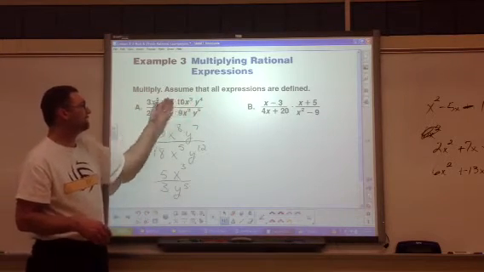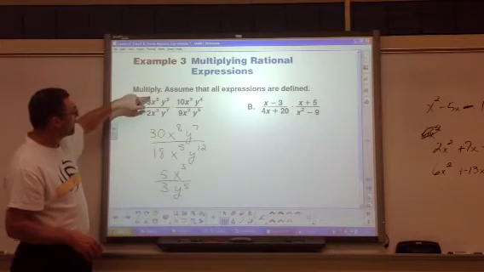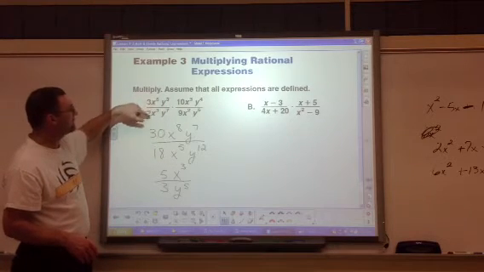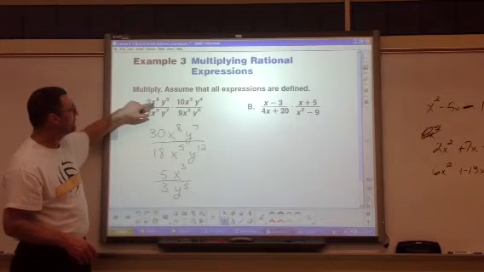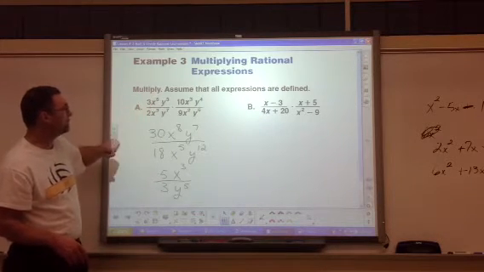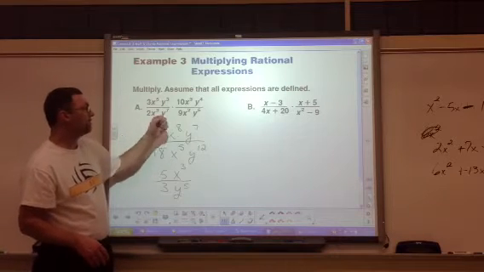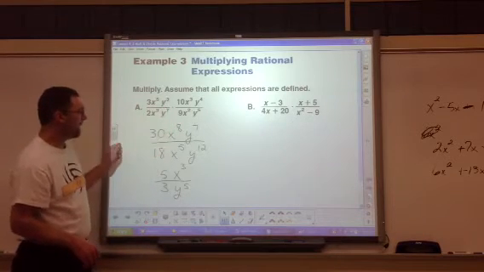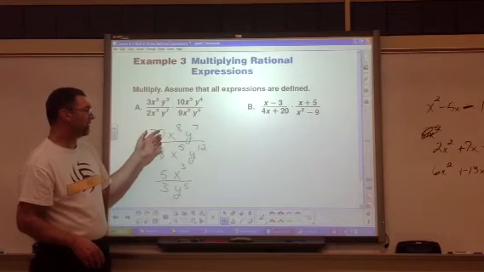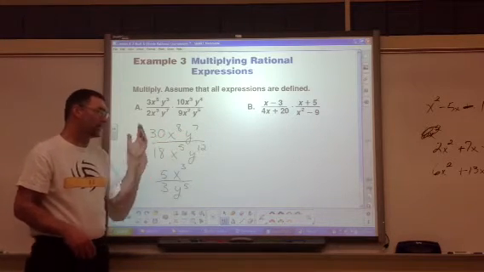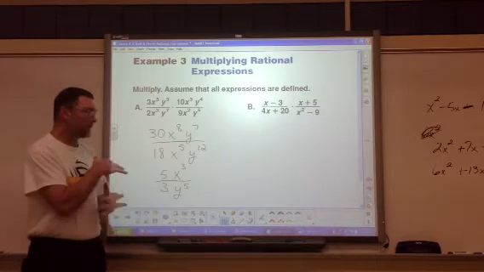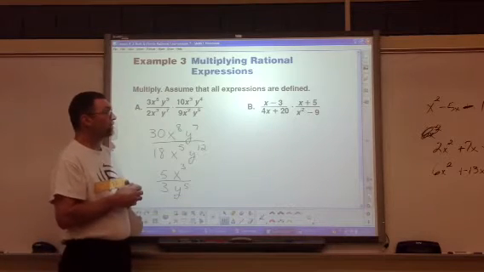You could cancel as you go. You know, I could start here and cancel, work with these x's and reduce this x to the 5th to x squared here, because with the x to the 5th over x cubed, I could do that here also. You can do that if you want. I think it's just easier to simplify it, so I only have one x in the numerator and one y in the numerator, and same with the denominator. So whichever way gets you to the right answer is okay.